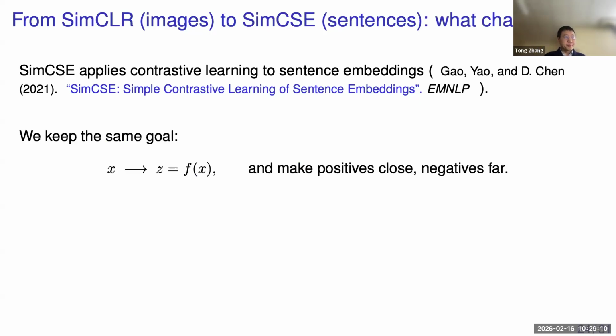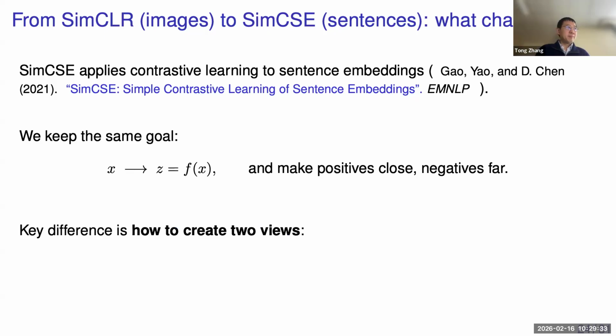We keep the same goal: x still goes to z equals f(x), right? And we still form pairs. If you recall, we will have pairs. The positive pairs should be close, negative should be far. That's the basic idea. The main difference in this paper, they also talk about the little supervised part, which we quickly go over. But the key difference is how you generate the two views.